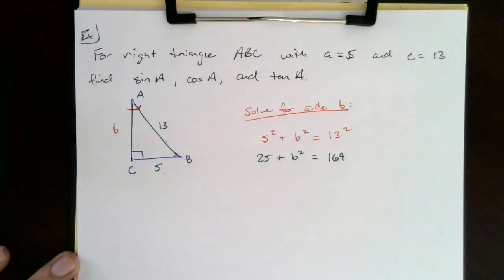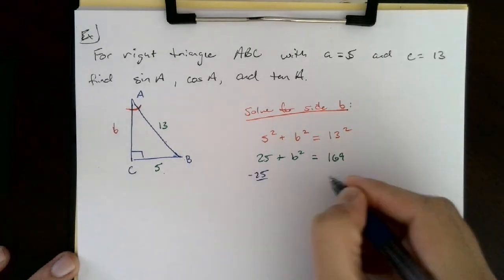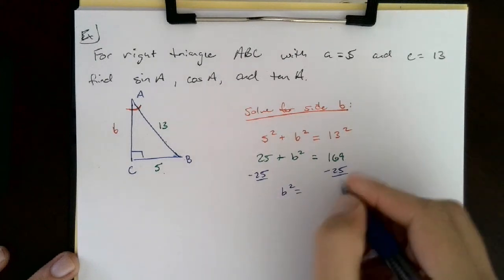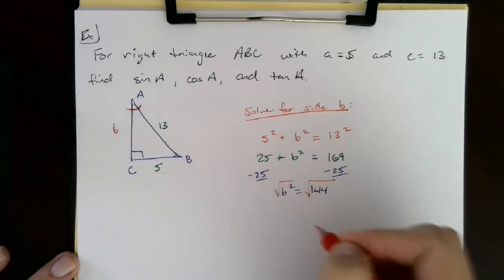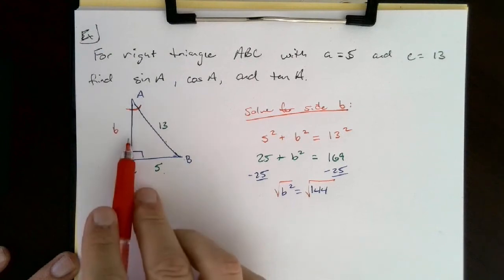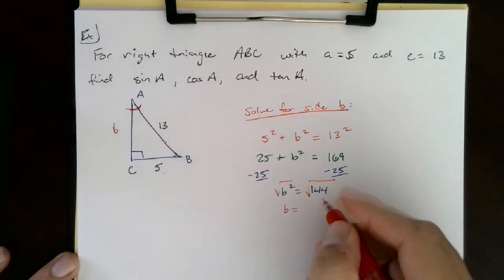If you don't know it, you can use your calculator. We're going to solve for b. So we're going to subtract 25 to isolate the b squared first. So I end up with b squared equals 169 minus 25, which is 144. And then you want to take the square root of each side. Now normally when you take the square root, you put plus or minus, but because we know this is the length of a side, we know it can't be negative. So I'm just going to leave this as the positive. So b is equal to the square root of 144.